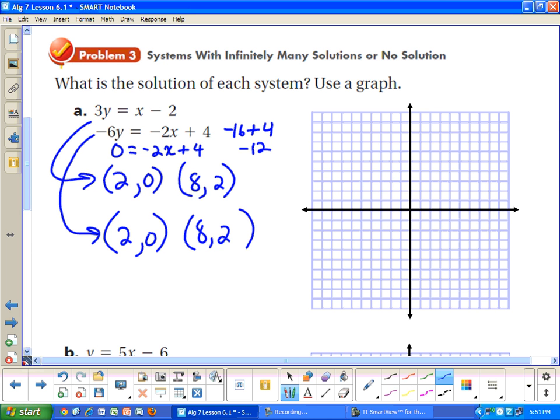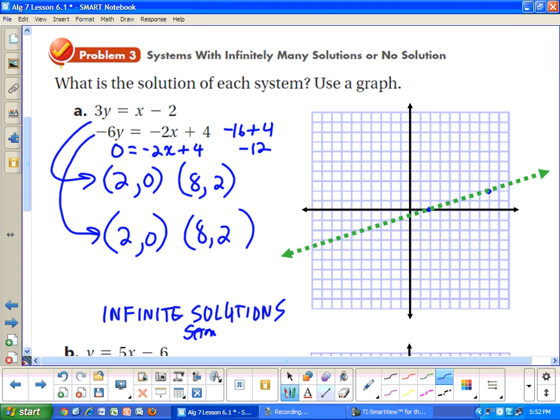Well, the only way that could work is if they are the same line. So I have a point here at 2, 0, and I have a point here at 8, 2 on both lines. So this system is simply going to look like this. One line that goes through those 2 points. So this is an equation with infinite solutions, because anything that's a solution for one equation will also be a solution for the other. Essentially, this always happens when you have the same line.